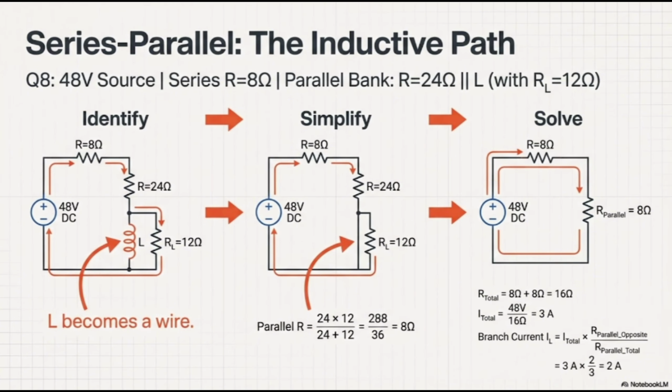Imagine that I do have 48 volts as a DC input, I do have 8 ohm, then I do have 24 ohm, and I do have the inductor in parallel with 12 ohm. By the way, another important thing I would like to mention, that I believe you guys already know, is to try to answer the question by yourself by pausing the video, then come back and compare your answer with mine, and try to completely understand and master everything.